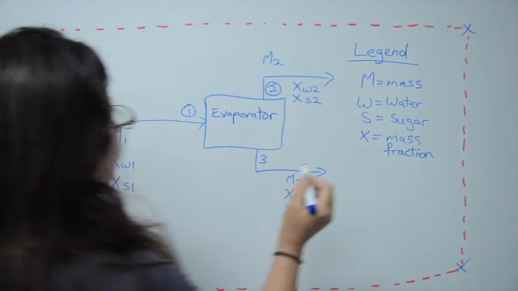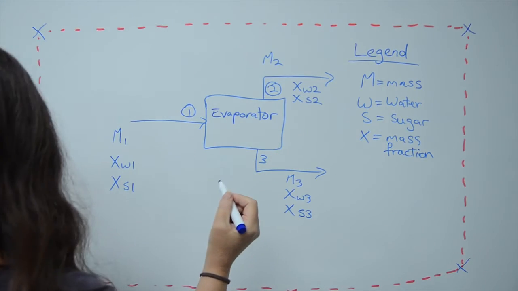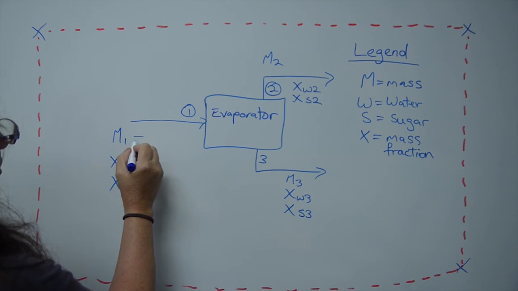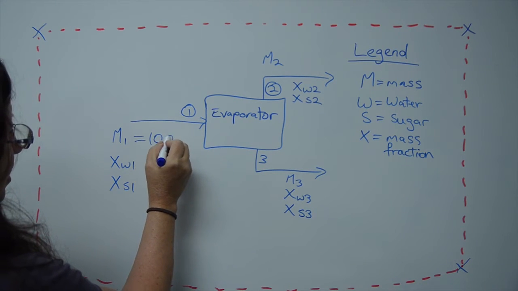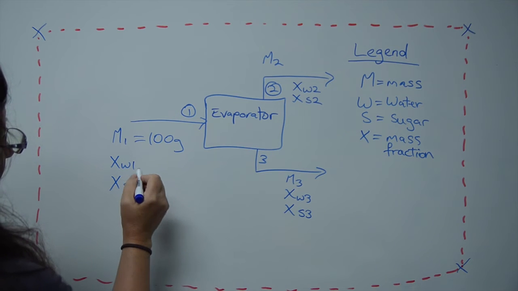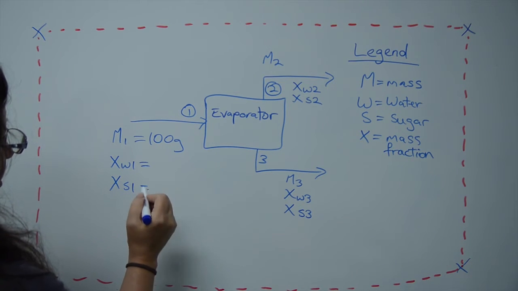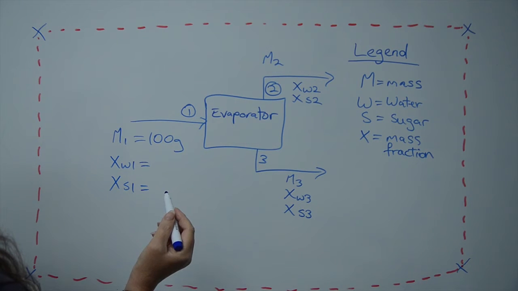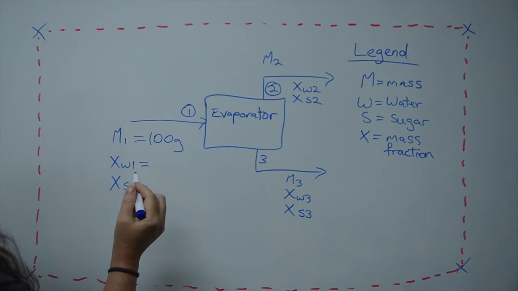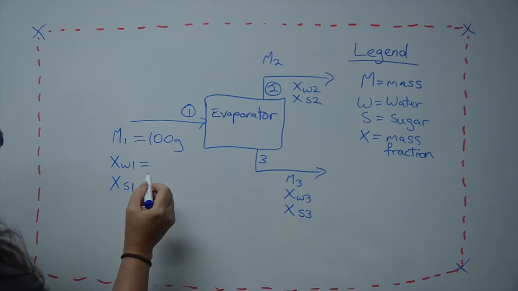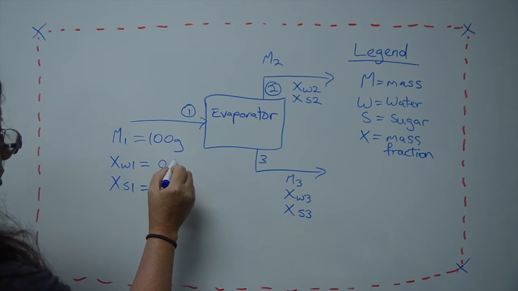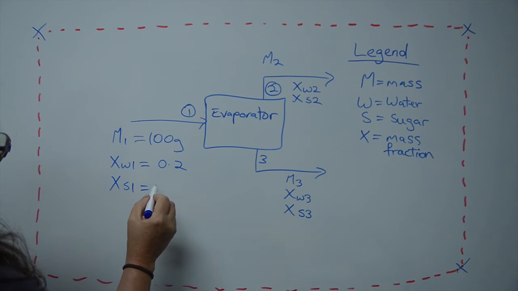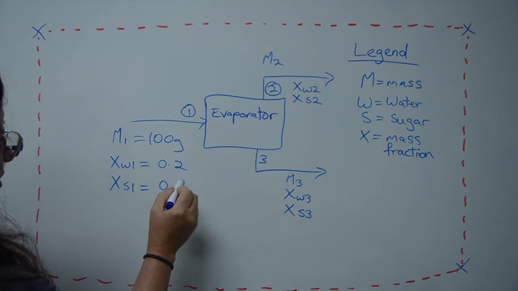Okay, so let's see what information we can put in over here. We know that our mass M1 is going to be 100 grams of wet sugar. So that's what this is here, that's 100 grams. And then we know by our problem definition that the mass of wet sugar is 1/5 water. So that will equate to 0.2 mass fraction of water, and then the mass fraction of sugar will be 0.8.